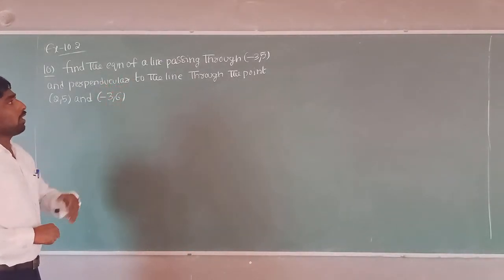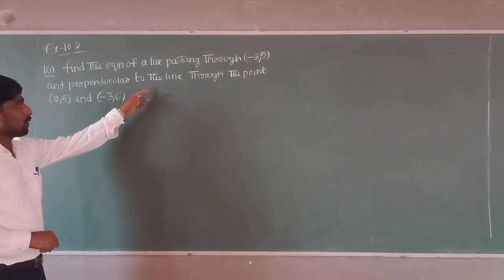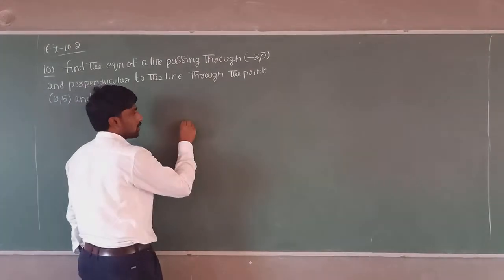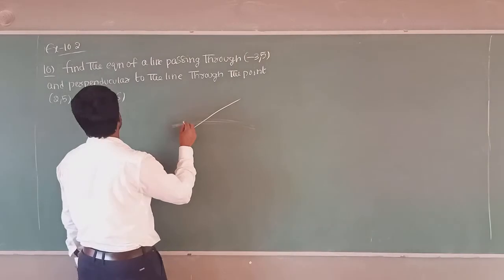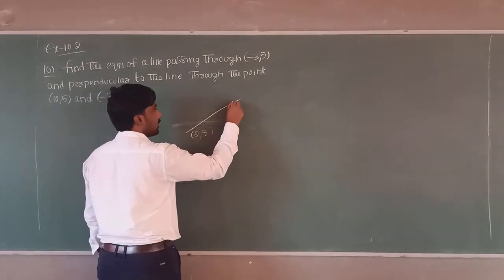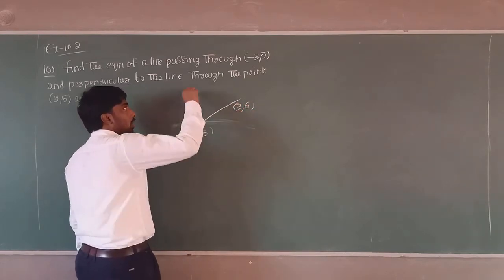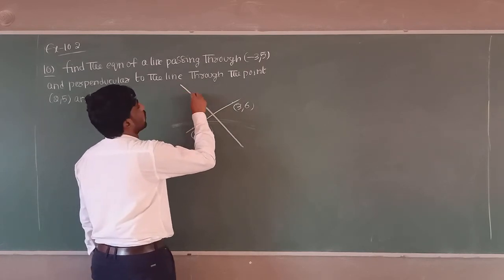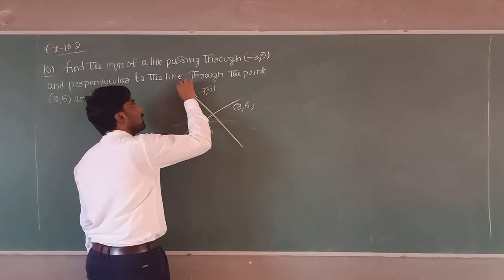Find the equation of a line passing through minus 3, 5 and perpendicular to the line passing through these 2 points. For example, let me take this is the line. So the points are 2, 5 and 3, 6. Okay. So another line is perpendicular to this. So this is passing through minus 3, 5. Okay. I need this line.